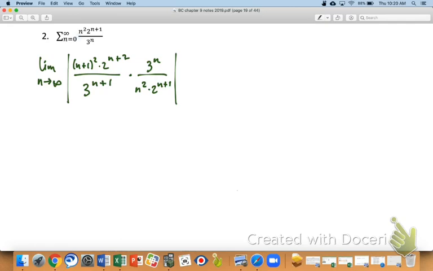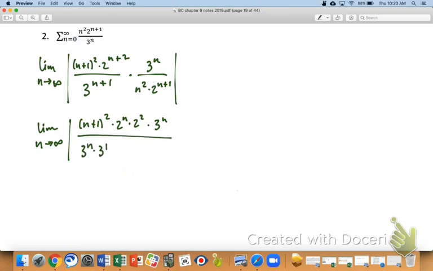All right, so then we try some cancellation. Limit as n heads towards infinity. It's going to be n plus 1 squared times 2 to the n times 2 to the 2 times 3 to the n over 3 to the n times 3 to the first times n squared times 2 to the n times 2 to the first. I just wrote it out as just one ratio at this point. There are a lot of cancellations, right? So this and this, that and that. One of those with that one. I think that's it.